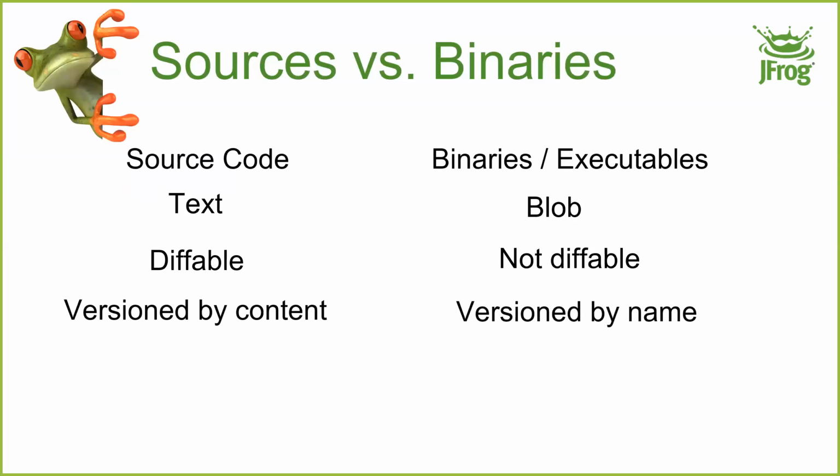Then there's how you version your source code. It's by content. Basically, when you look at two different versions or states of your source code, you'll be able to tell what has changed, and so on. So you'll be able to differentiate them by their content. For a binary, you would mostly differentiate them by their name, their version, or their checksum, not by their content.